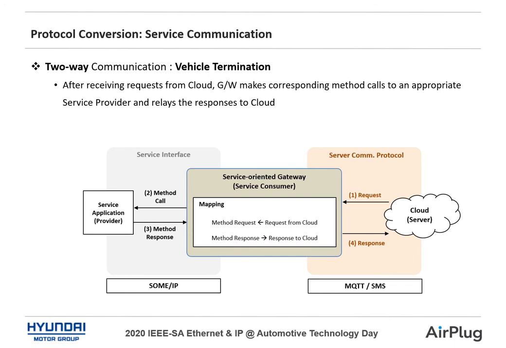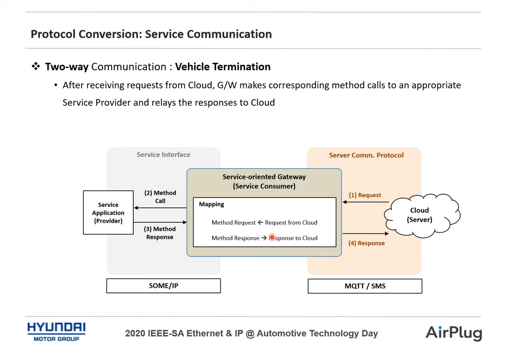The second case is two-way communication again, but with opposite direction. A server in the cloud uses an in-vehicle functionality, which is provided as a service. A cloud server makes a request to the service-oriented gateway. Now, MQTT is used for this vehicle termination communication.